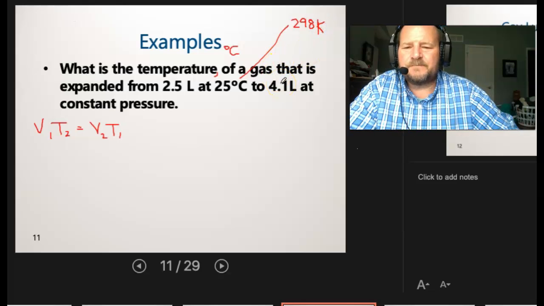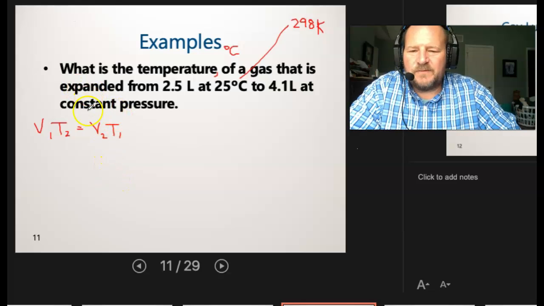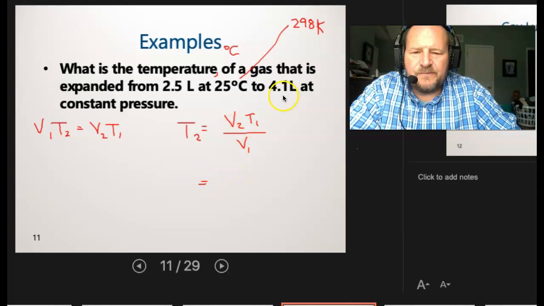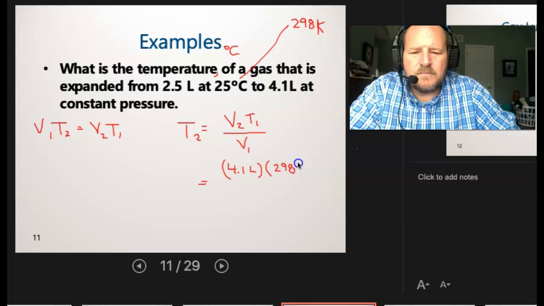All right. Now we're looking for what? We're looking for T2. So T2 is going to be equal to V2 times T1 divided by V1. So V2, we're told is 4.1 liters. We're going to start at 298 Kelvin. We're going to divide it by 2.5 liters.